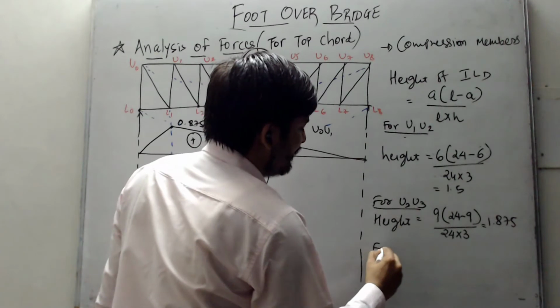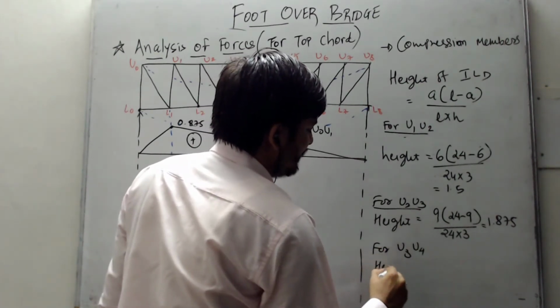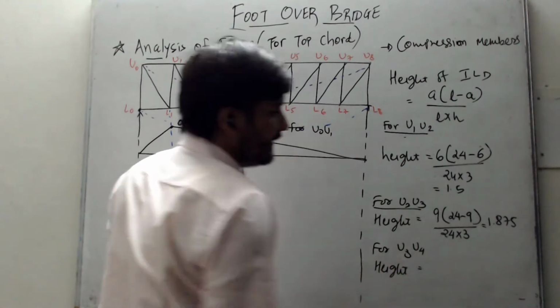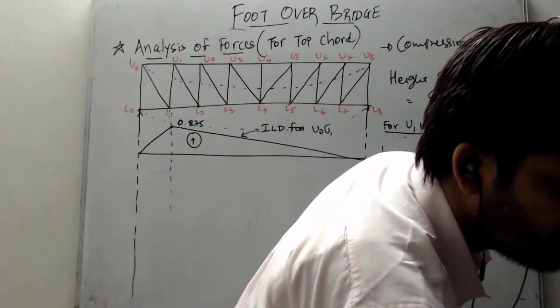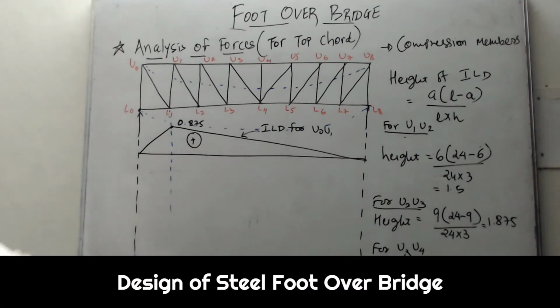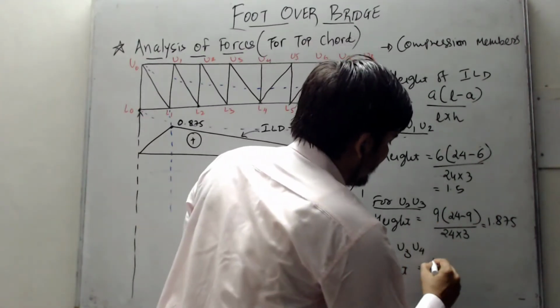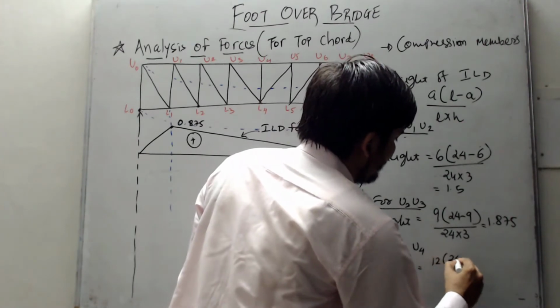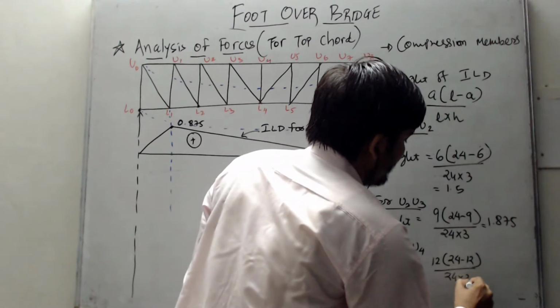For u3, u4, height will be equal to, up to u4, what will be the a value? A value will be 12, right? A value will be 12. So what changes here? You get 12 multiplied by 24 minus 12 divided by 24 multiplied by 3. So we'll get this answer as 2.